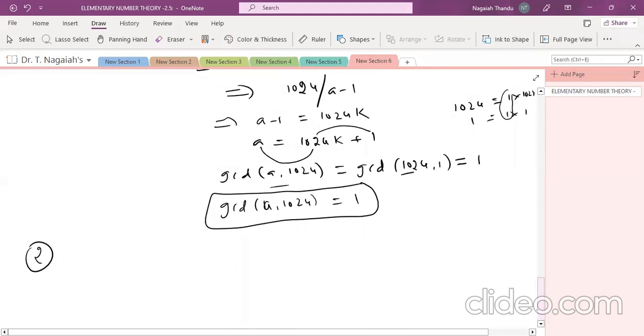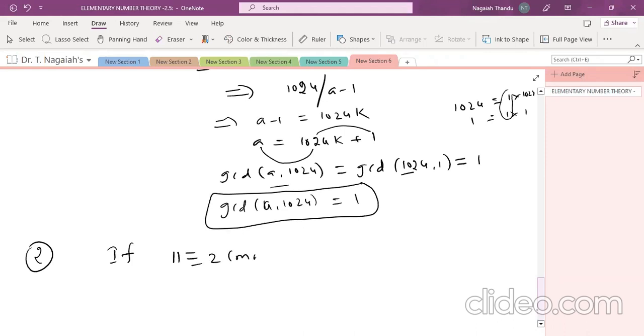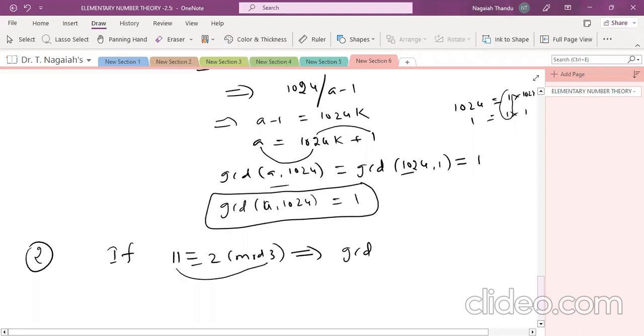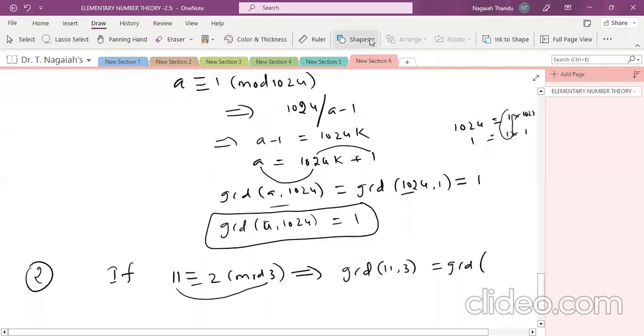For example, suppose it is given like this: 11 is congruent to 2 modulo 3. This implies, observe, GCD of a comma n, that is 11 comma 3, is same as GCD of n comma b.